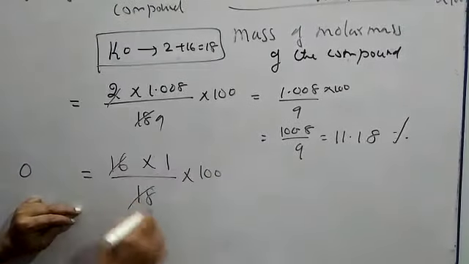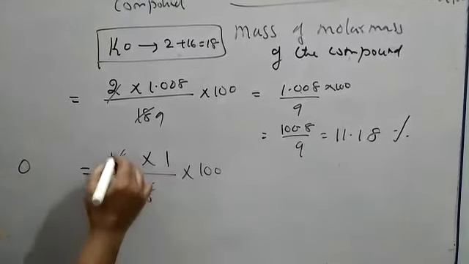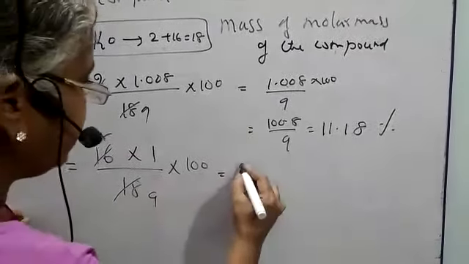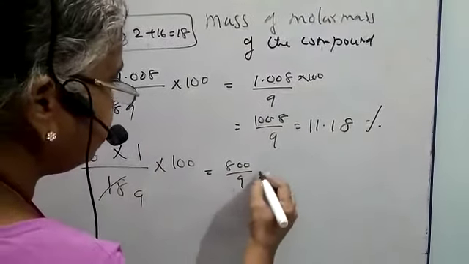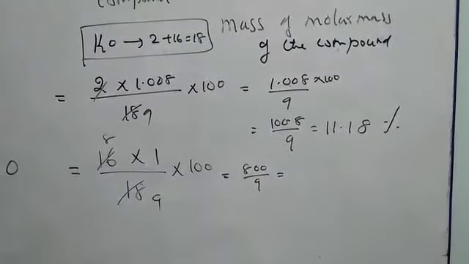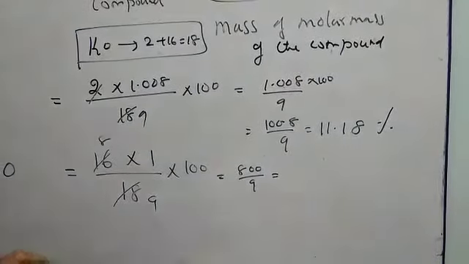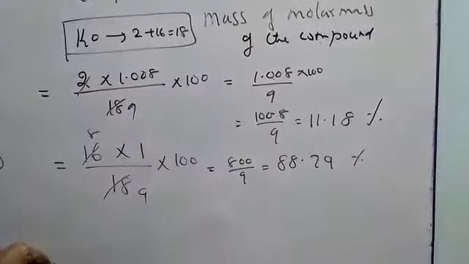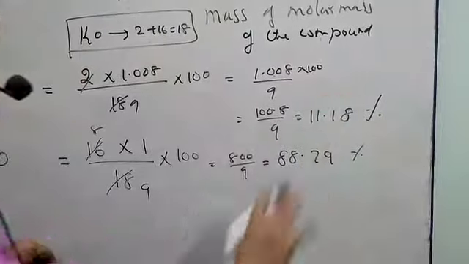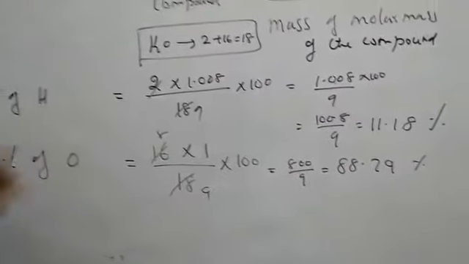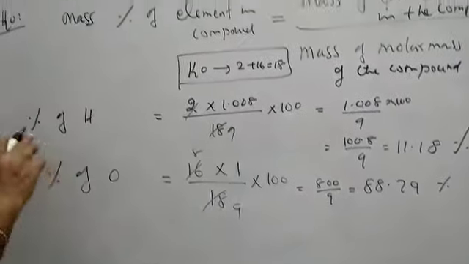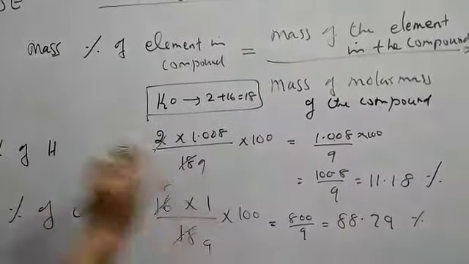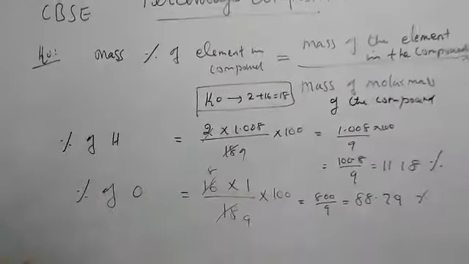So now on getting cancel with the 2, here it is 8 and it is 9. So what is your answer is 800 divided by 9, that is equal to 88.79%. So finally, if you are adding these two, you should get the 100. Okay, children. So this is the way you have to find out the percentage composition of the element in the given molecule. This is one example we have finished.